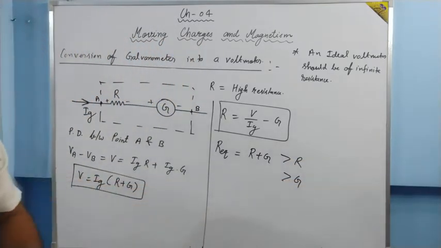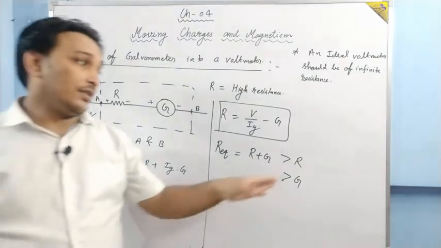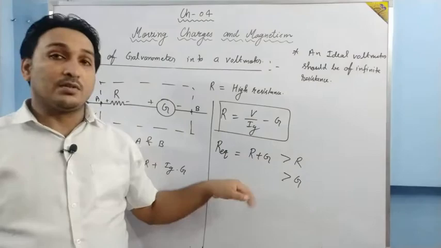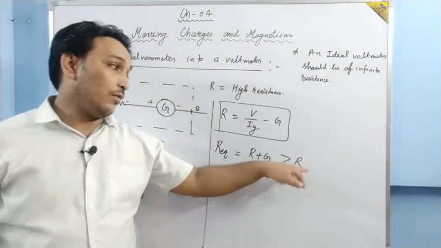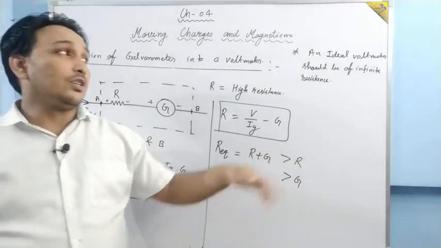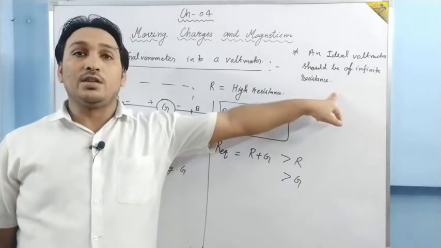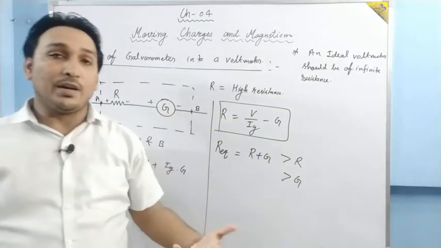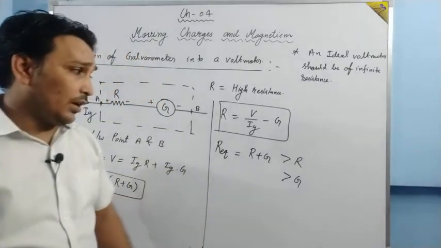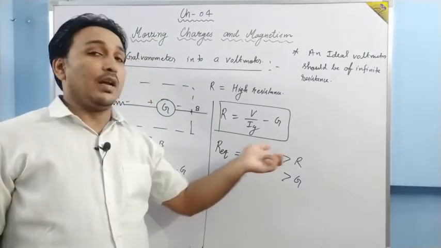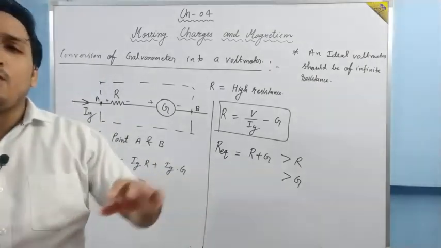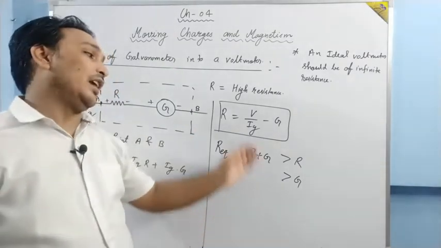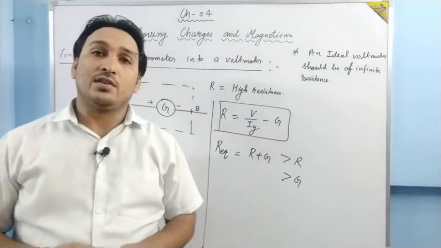About R, I have already told that it is a very, very high resistance. And when we take the combination, it becomes even higher. From here, we try to attain this purpose, that a voltmeter should be of infinite resistance. We cannot make it infinite, but we can make it very high resistance. This R comes out to be 4000, 5000 ohm sometimes. So this is a very high resistance connected in the circuit.